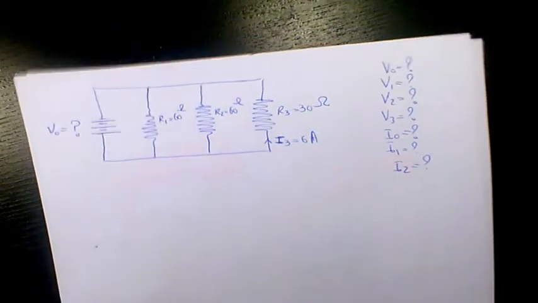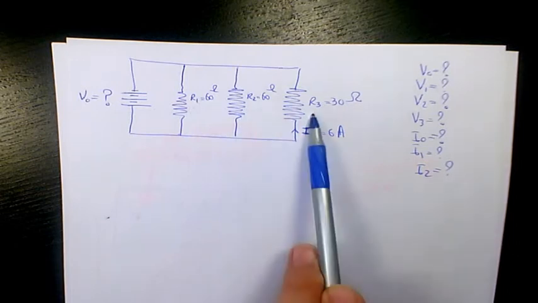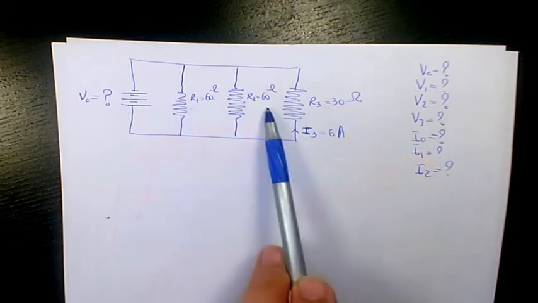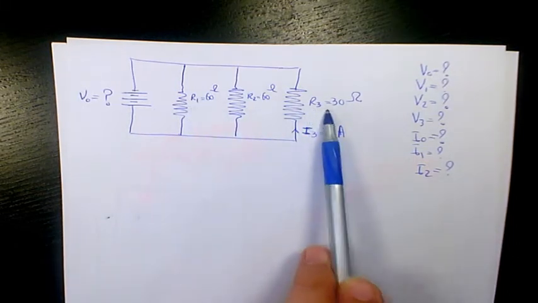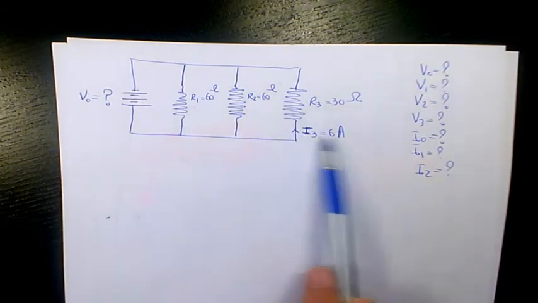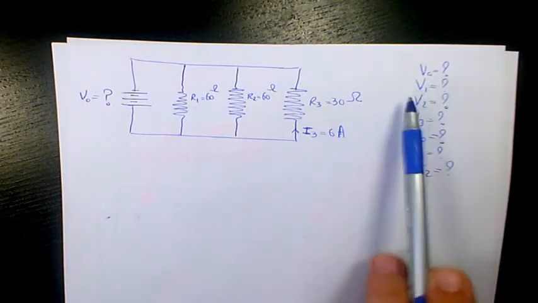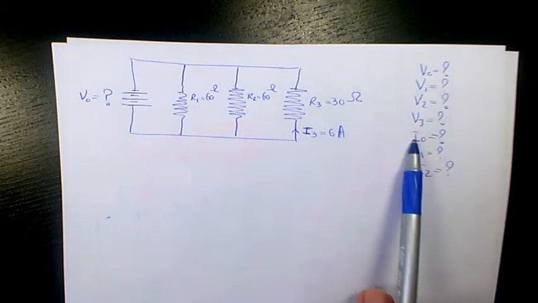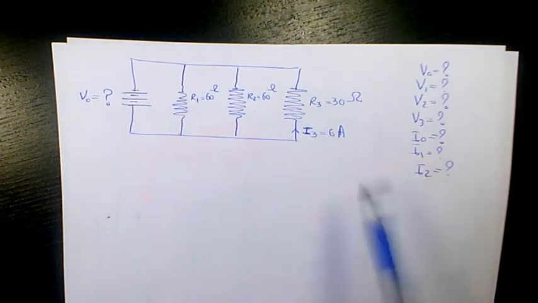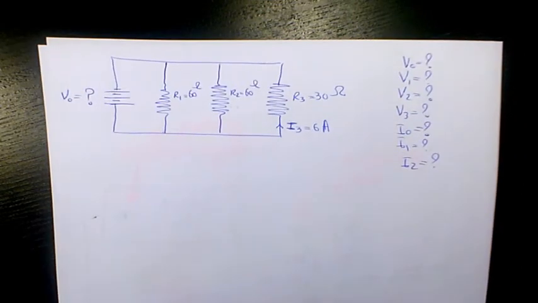So now in this circuit we have three resistors, R1, R2, R3. R1 is 60 ohm, R2 is 60 ohm, R3 is 30 ohm. The voltage we don't know, and we know I3 is 6 amps. We need to find the total volts, V1, V2, V3, I0, I1 and I2. Let's see how to do it.